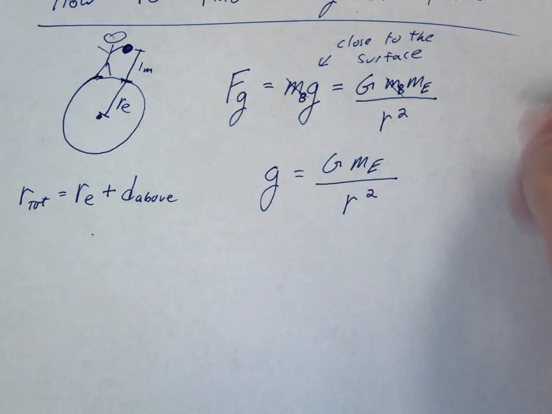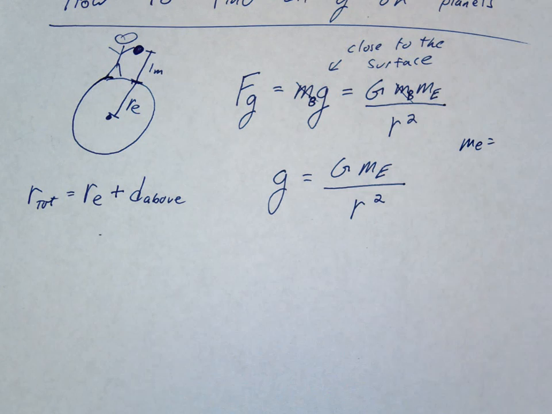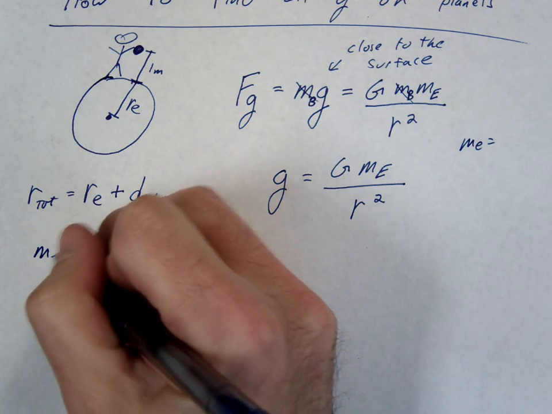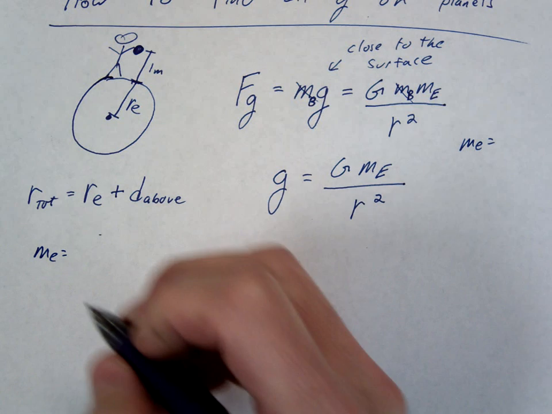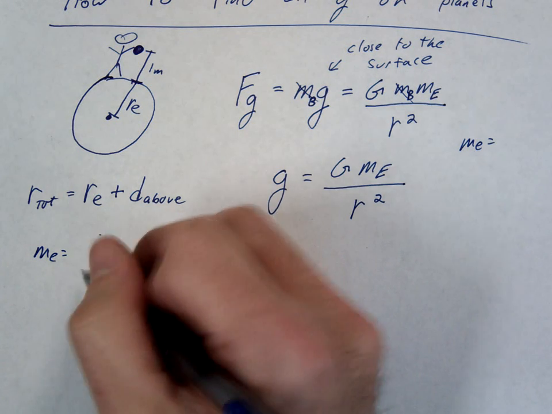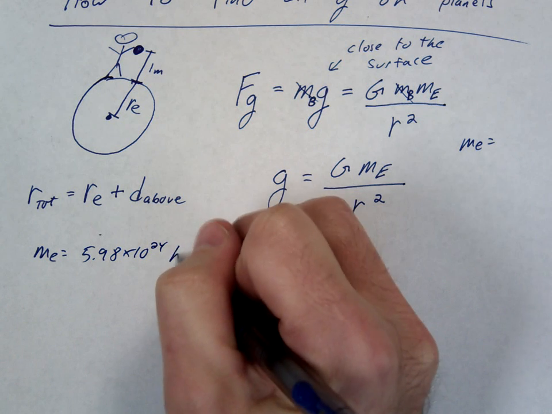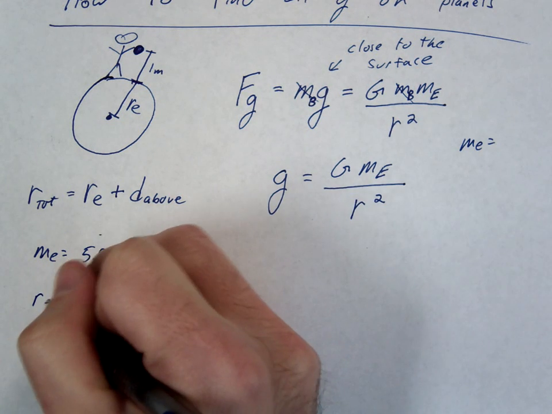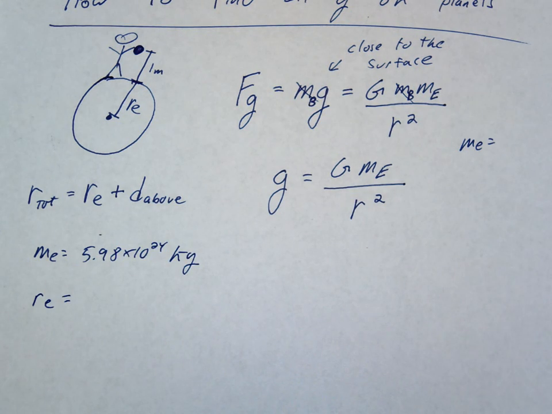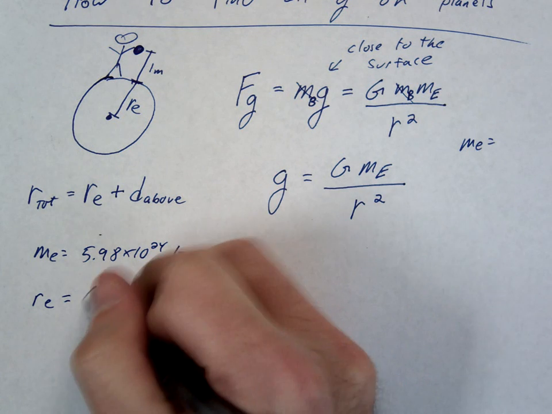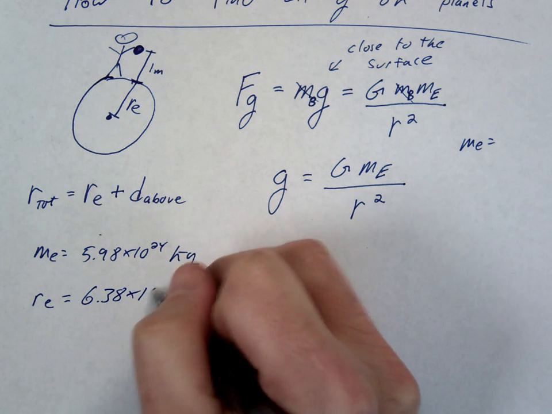So mass of the Earth, actually I'll write it here. Mass of the Earth is 5.98 times 10 to the 24th. The radius of the Earth, 6.38 times 10 to the 6th.